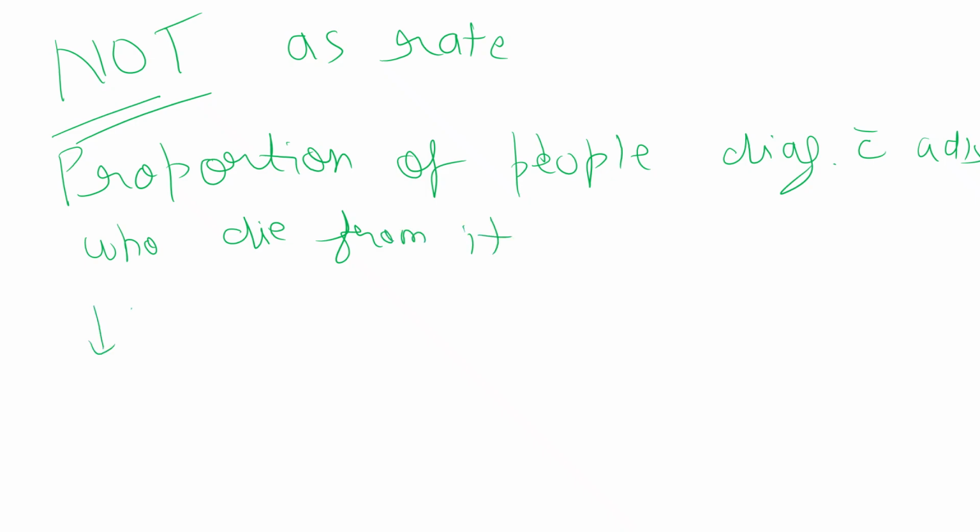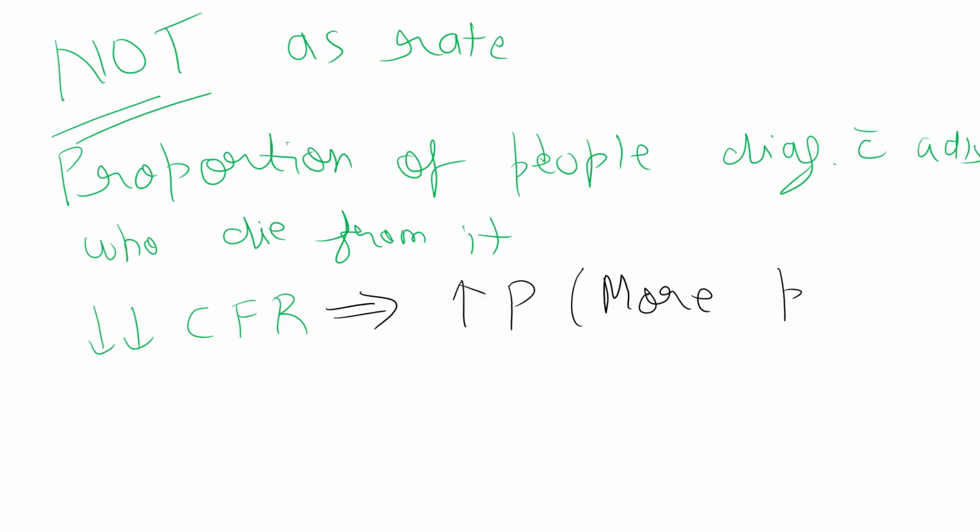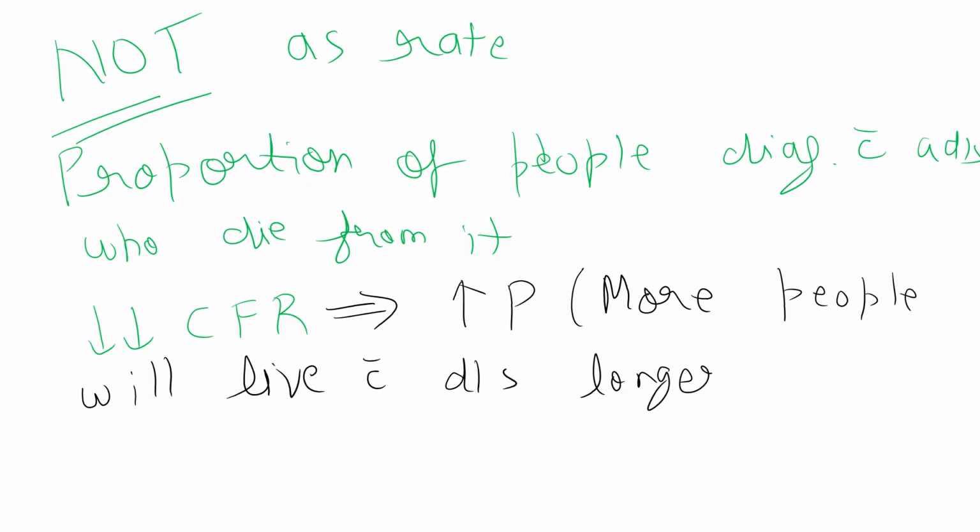A low case fatality ratio means increased prevalence. Why? Because it means that with low case fatality, more people will live with disease longer, because case fatality, number of deaths occurring, is low. Obviously prevalence will be high.